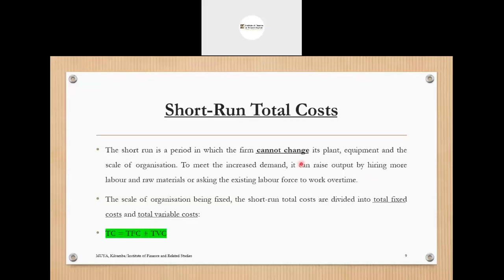Now, with the scale of the organization being fixed, with the size of the organization being fixed, that is in the short-run situation, we define the costs that we are trying to minimize as total fixed costs and total variable costs. And therefore, total costs is denoted as total fixed cost plus total variable costs.